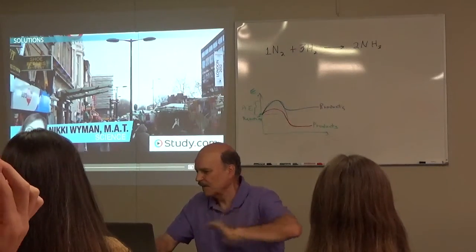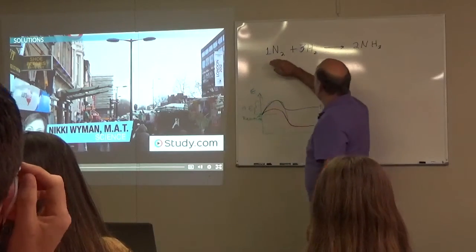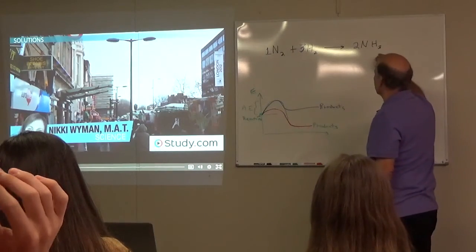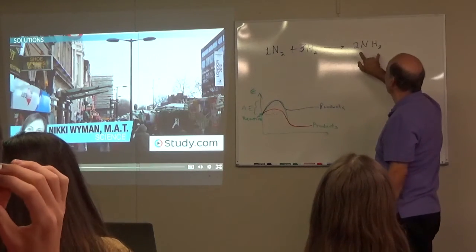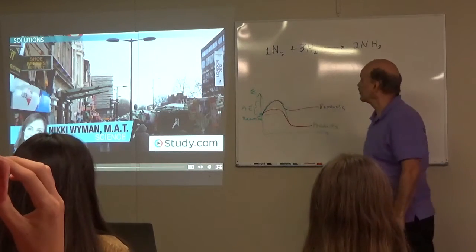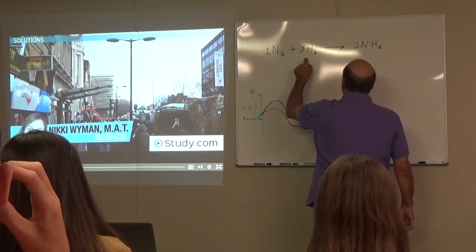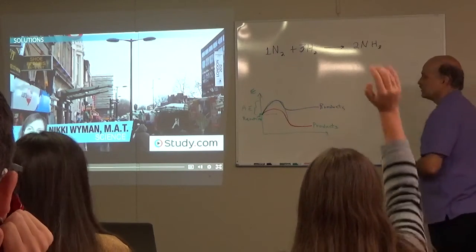Sorry, I did want to say something. So remember, these are your reactants, these are your products. And make sure that, as they pointed out in the video, the number of atoms on both sides are the same. So on the left side we have 2 nitrogen and 6 hydrogen. The right side we also have 2 nitrogen and 6 hydrogen.